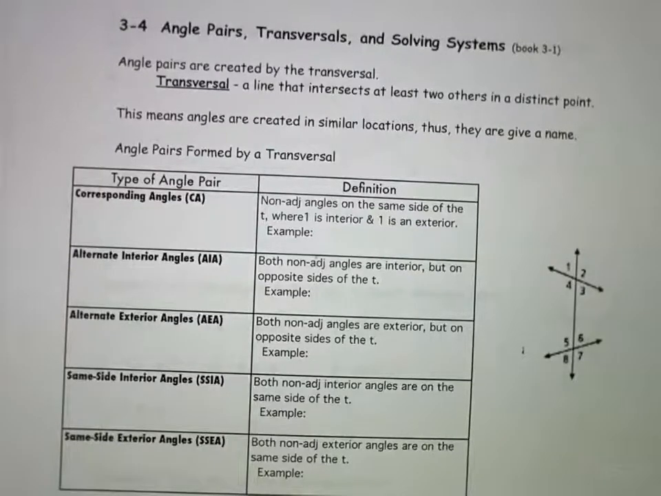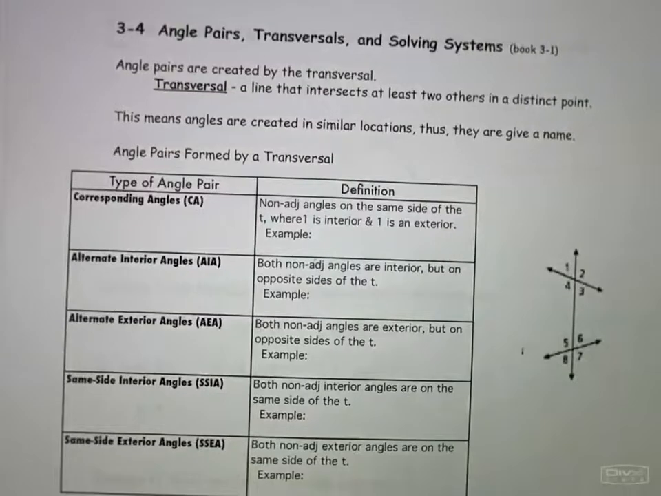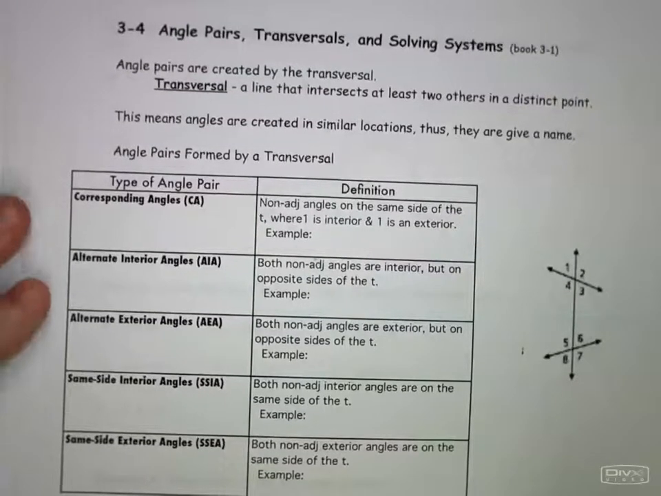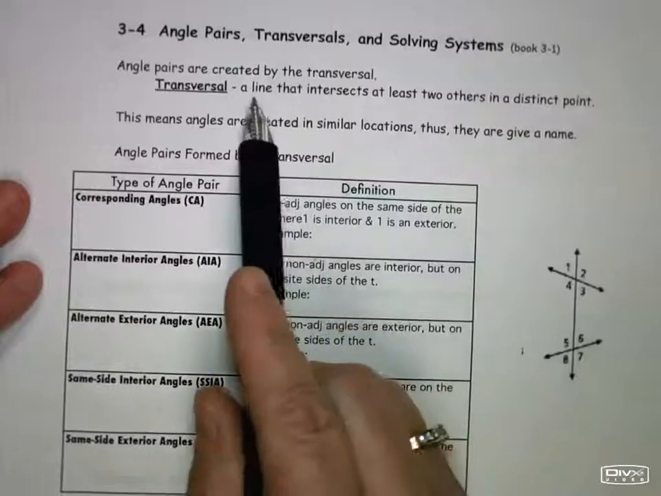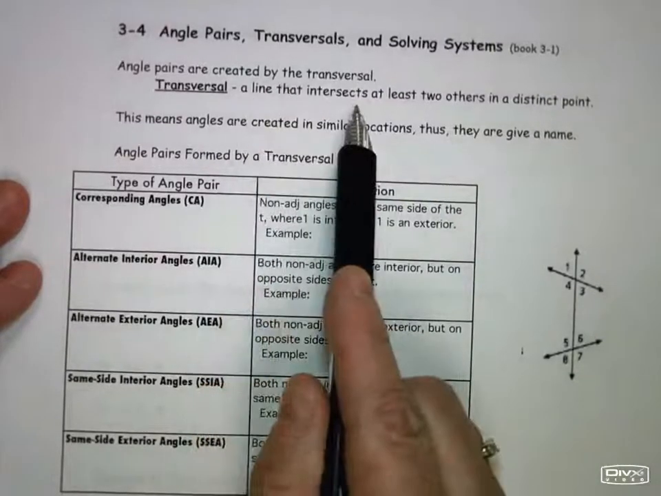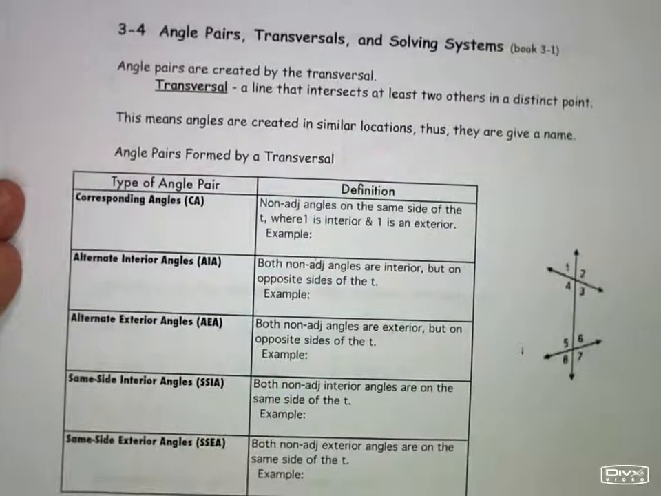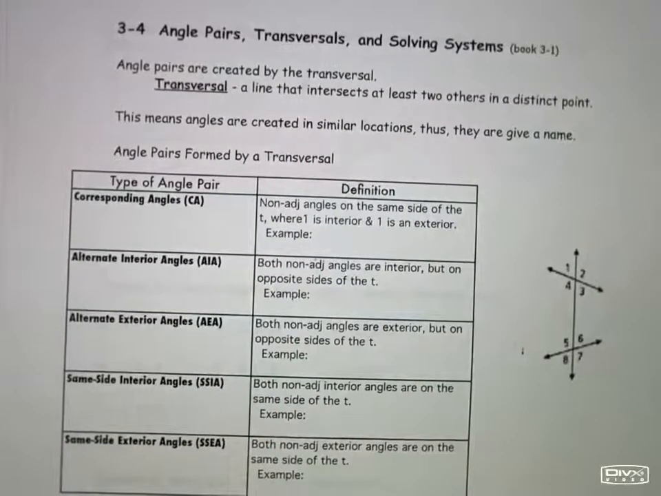Chapter 3, Section 4 is angle pairs, transversals, and solving systems. This is from the book, Chapter 3, Section 1. And first of all, we have a definition. Angle pairs are created by the transversal, and a transversal is a line that intersects at least two other lines in a distinct point. So basically you have two lines, another line that crosses it, and that's called the transversal.